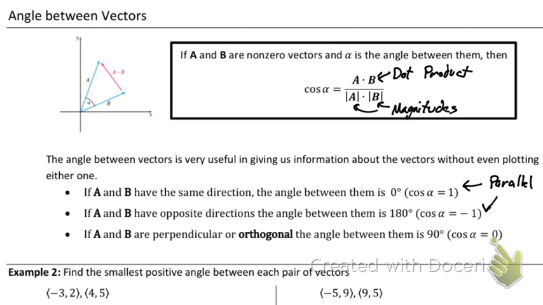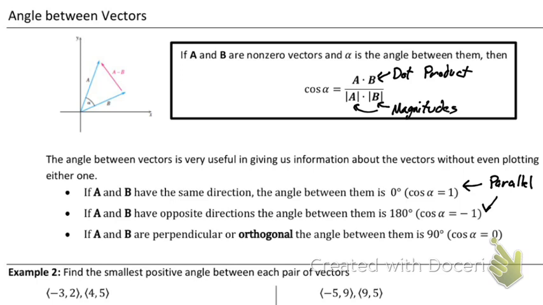If A and B are perpendicular, the angle between them is 90 degrees. Thus, your cosine of alpha is going to equal 0. We can care less about this and more about what results in these. So your big thing: 0 and 180 mean your two lines are parallel. 90 degrees means they're perpendicular.